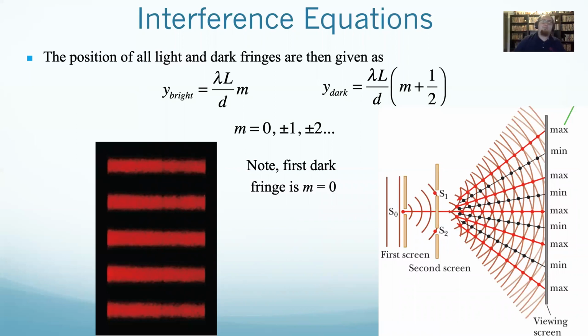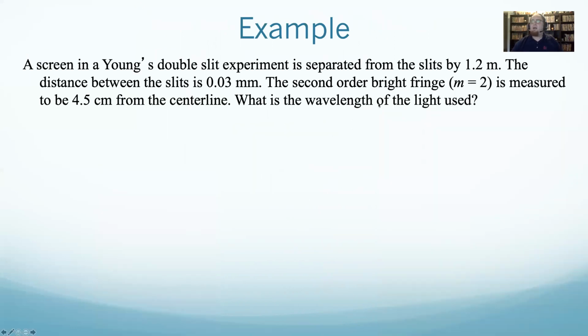Okay, let's do an example problem. A screen in a Young's double slit experiment is separated from the slits by 1.2 meters. The distance between the slits is 0.03 millimeters. The second order bright fringe, so when m equals 2, is measured to be 4.5 centimeters from the center line. What is the wavelength of the light used? So L is 1.2 meters. The distance between the slits is 0.03 millimeters, or 0.03 times 10 to the negative 3. And for m equals 2, y is 0.045.